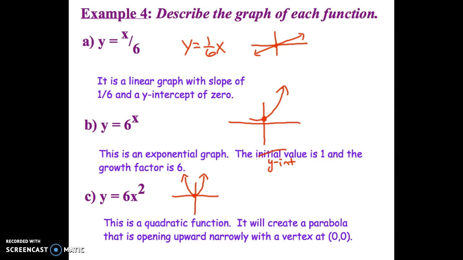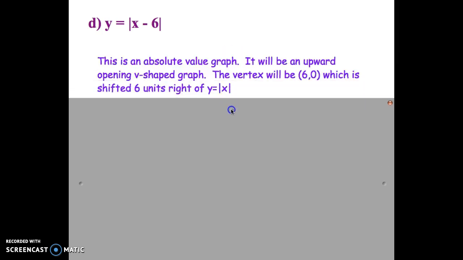And then we're going to look at 3 more types. Okay, now we see y equals the absolute value of x minus 6. So think about what that would do and how it's different from the parent function as well. This is actually an absolute value graph, and it's going to be a V shape. It's going to open upward.